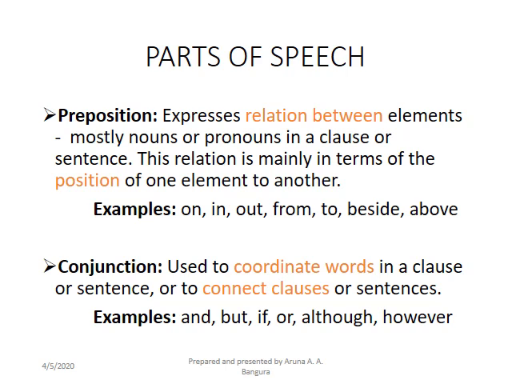For conjunction, they are used to coordinate words in a clause or a sentence, or to connect clauses or sentences. So two main functions of conjunctions. They either coordinate words in the same clause or sentence, or they connect clauses or sentences. Examples are and, but, if, or, although, however.